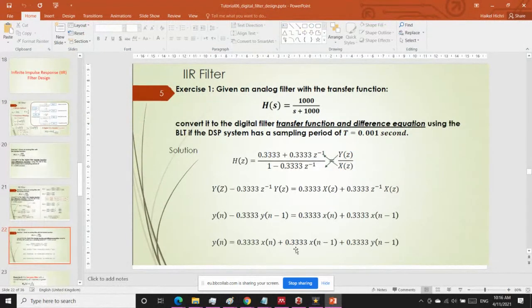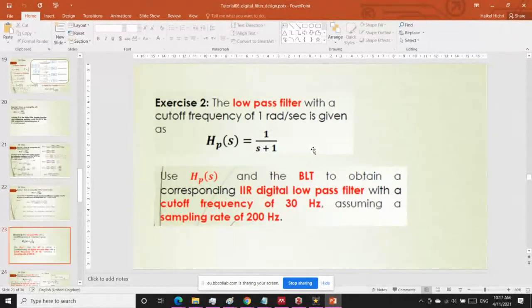Given an analog filter with this transfer function, convert it to the digital transfer function and difference equation using the BLT. Okay. The low pass filter with a cutoff frequency of 1 radians per second is given by this. This is the low pass filter analog version. Use HPS, the whole prototype low pass filter, and the BLT to obtain a corresponding IIR digital low pass filter with a cutoff frequency of 30 Hz, assuming a sampling rate of 200 Hz.